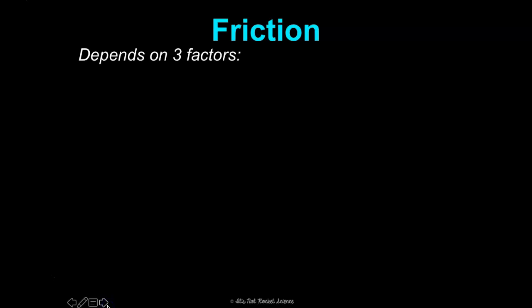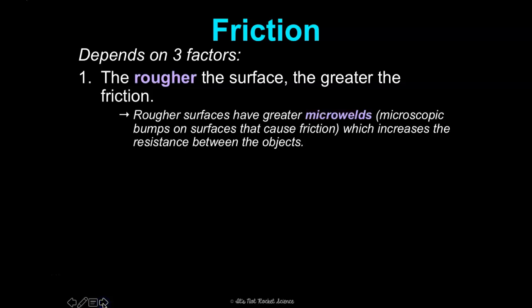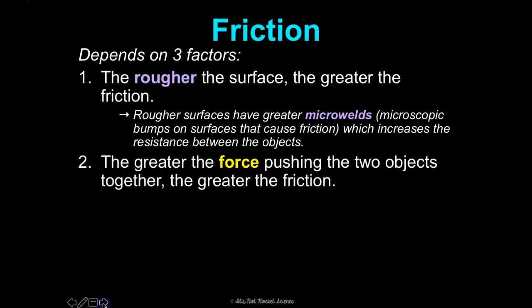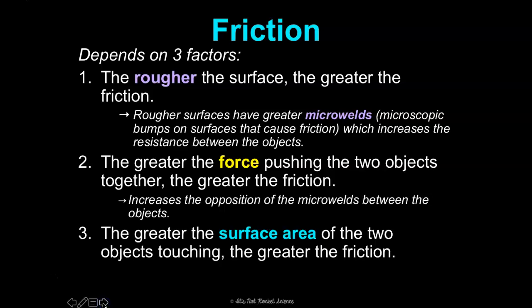Friction depends on three factors. The rougher the surface, the greater the friction. Those little tiny bumps are called micro welds on any two things that are touching. And the greater the force pushing the two objects together, the greater the friction. And the greater the surface area of the two objects touching, the greater the friction. So the rougher the surface, the greater the force, and the greater the surface area.